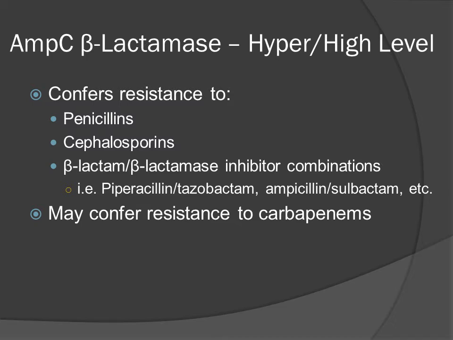Carbapenems can usually be used to treat the infections due to AMP-C producing bacteria, but carbapenem resistance can arise in some organisms by mutations that reduce influx or enhance efflux. So basically, mutations that prevent the bacteria from absorbing the antibiotic or pump it out as fast as it can be absorbed. So all in all, AMP-C beta-lactamases, when they're hyper or high level, confer resistance to penicillins, cephalosporins, and beta-lactam beta-lactamase inhibitor combinations such as Zosyn and Unasyn. And it may also confer resistance to carbapenems.